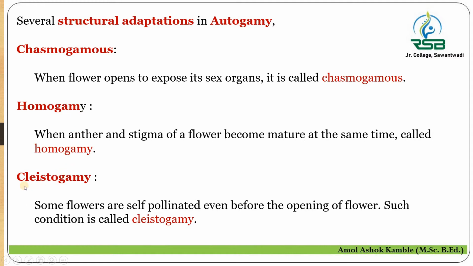Then next, that is the third structural adaptation, that is the cleistogamy. In case of cleistogamy, some flowers are self-pollinated before the opening of the flower. And such condition is called the cleistogamy. The word cleistos means closed, that is before the opening of the flower. In some flowers self-pollination takes place. It is called the cleistogamy.